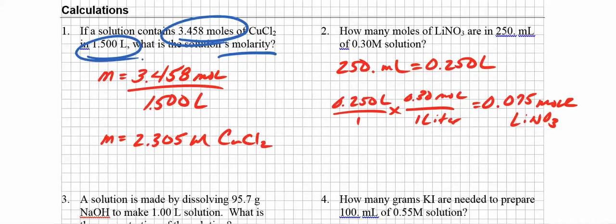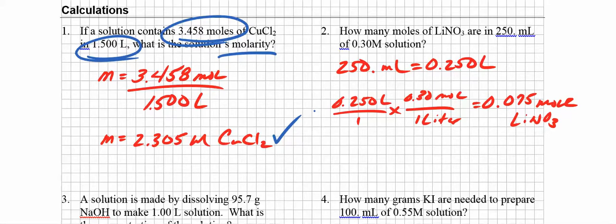3.458 moles divided by 1.500 liters gives us a molarity, and notice I use capital M as the symbol for molarity, and I get, to the correct number of significant digits, 2.305 molar copper 2 chloride. So this is a 2.305 molar solution of copper 2 chloride. Let's look at number two.